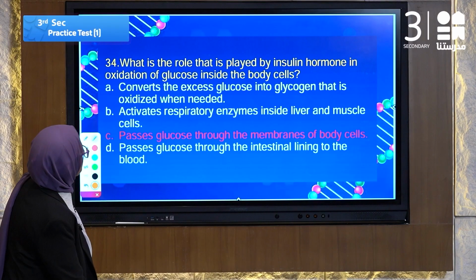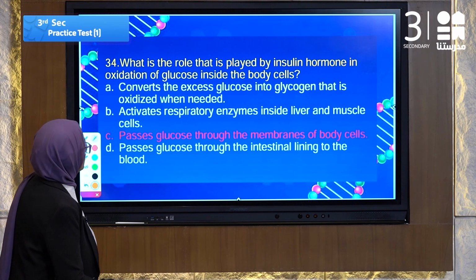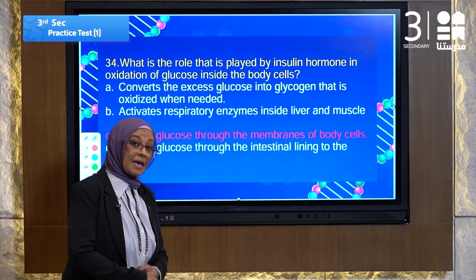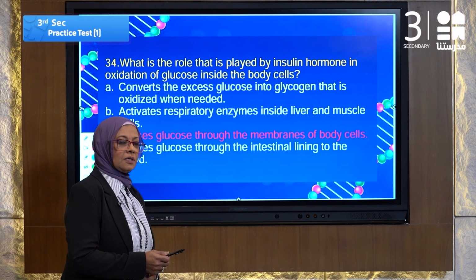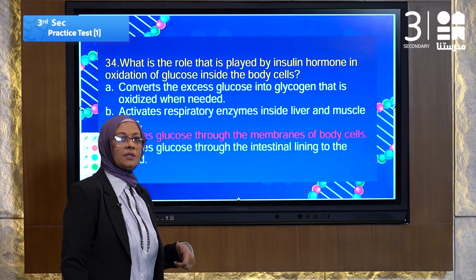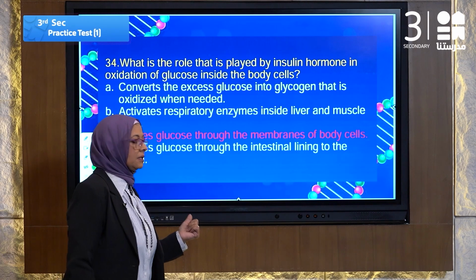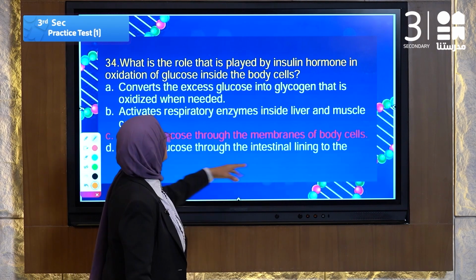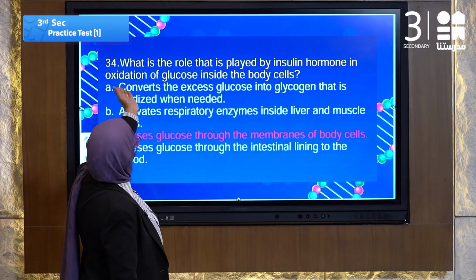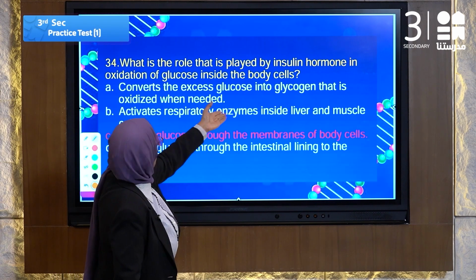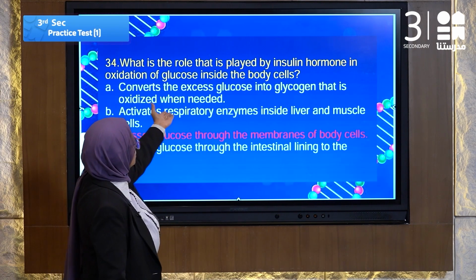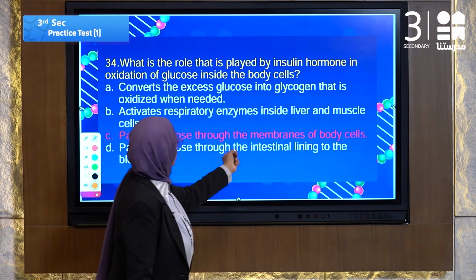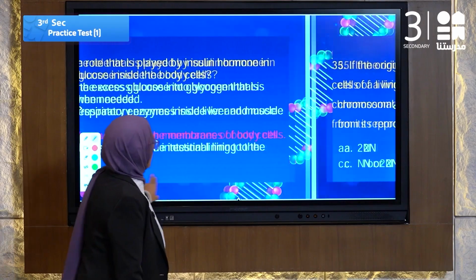What is the role played by insulin? Yes, it passes glucose through the membrane of the body cell. You remember that question about passing through the membrane? Yes, that means the role of insulin hormone in oxidation of glucose is about passing glucose through the membrane of the body cell.